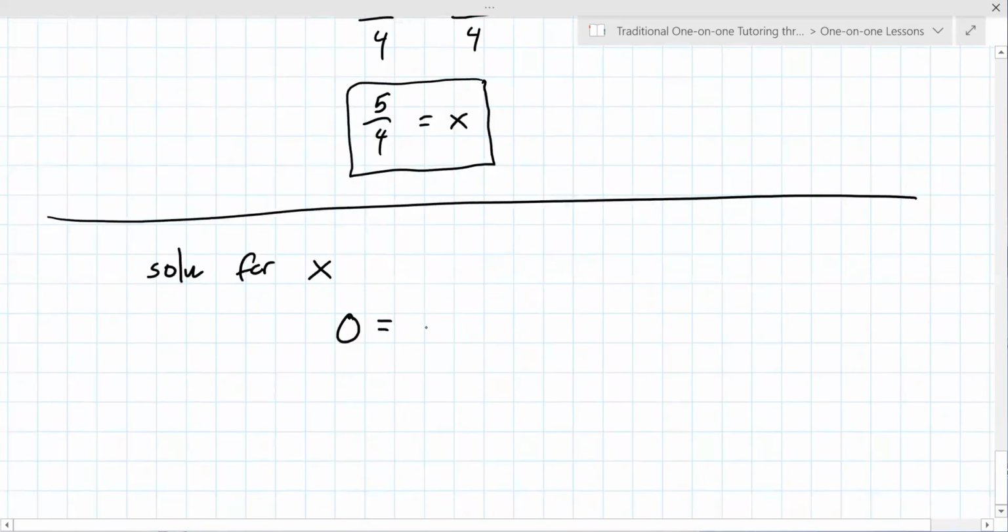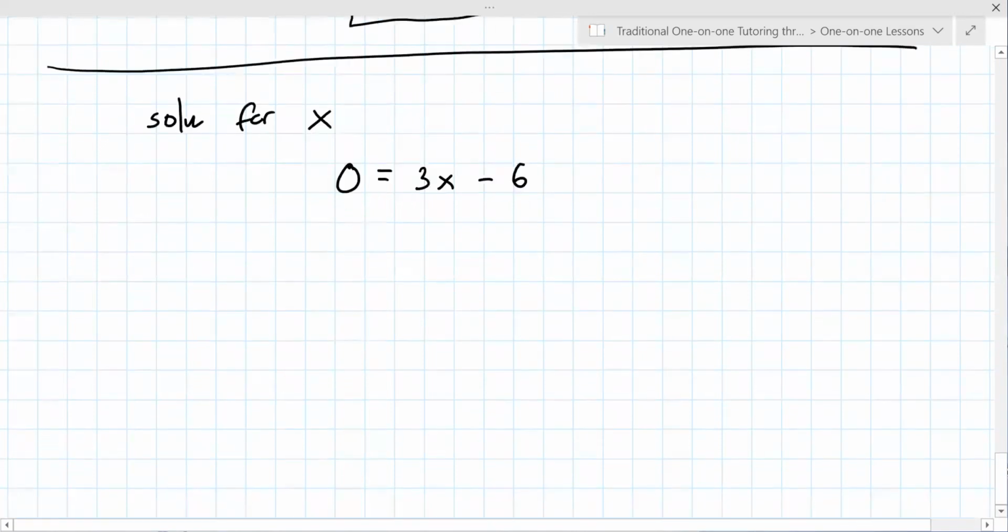0 equals 3x minus 6. So I'd like you to solve for x, please.